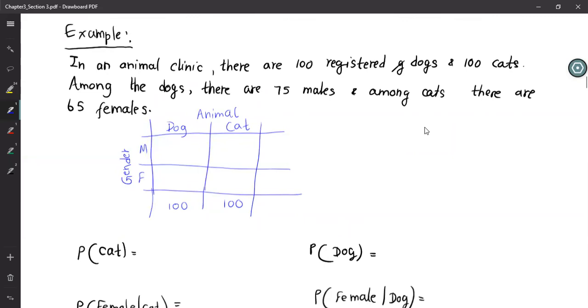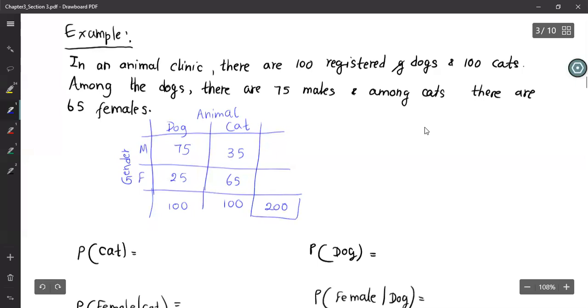So it says among the dogs, there are 75 males, so the 25 should be the females. Among the cats, there are 65 females, so the rest should be males, which is 35. 100 and 100, 200. That's the grand total. 75 and 35, 110. 25 and 65, 90. Again, you get the 200. What is the probability of cat? There are 100 cats out of 200. So you can say 50% or 0.5 or 1/2, whichever way is okay. Dogs, again, it's the same.